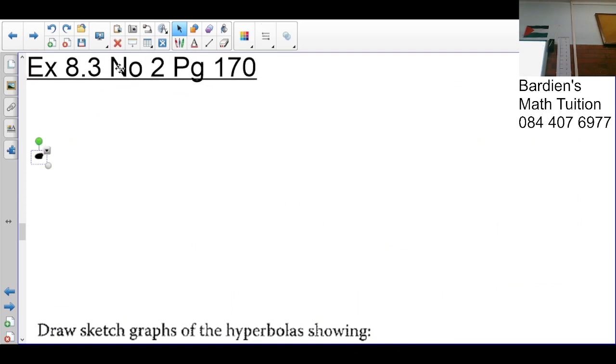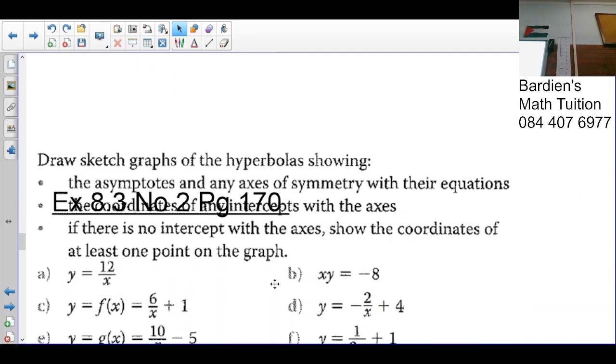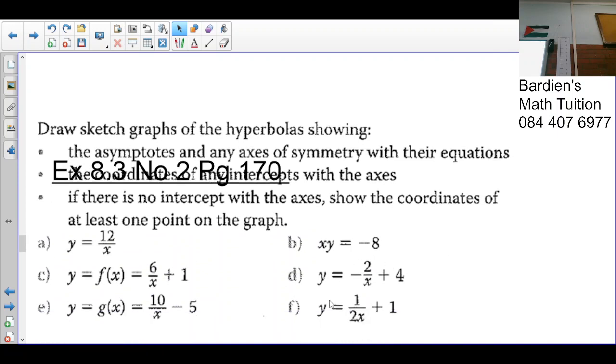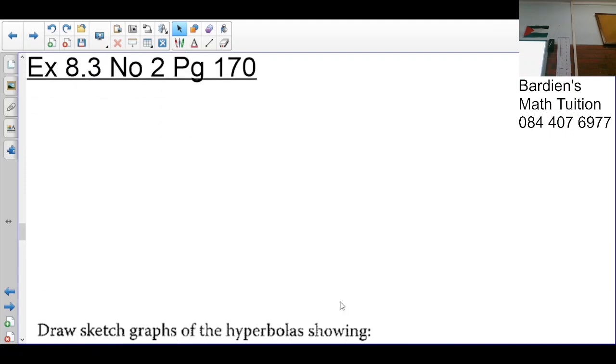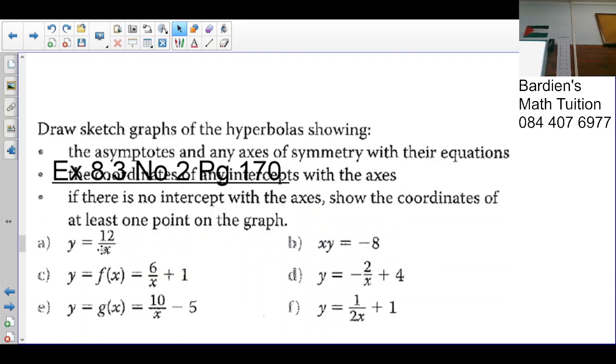Right, what is the next one? X squared minus 4. Where is it? xy is equal to negative 8. Huh? Did I give you my own sums? Now what's she talking about? Did I draw my own?